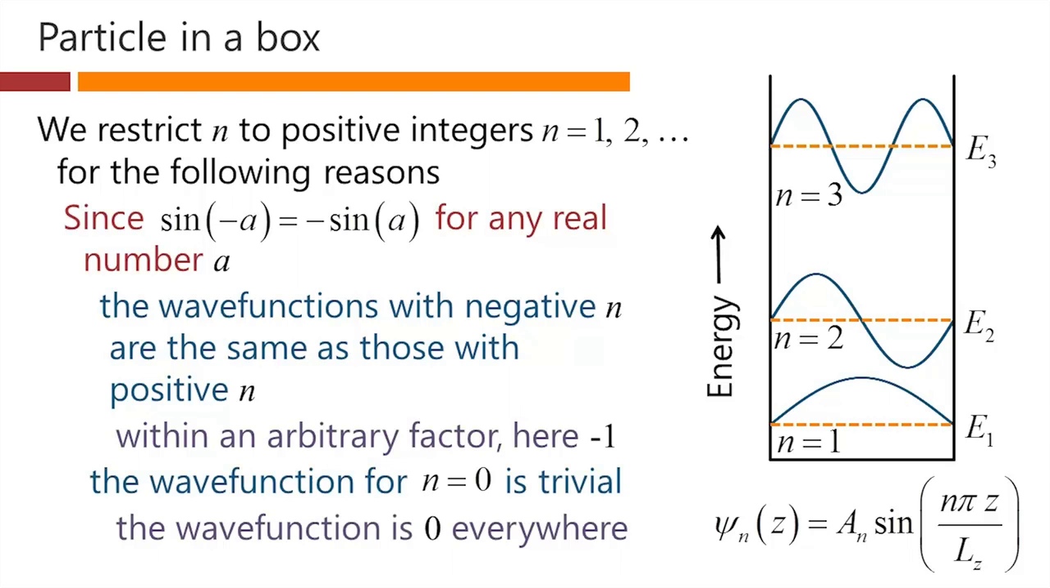And if we chose n equals 0, well, the result is trivial. The wave function is simply 0 everywhere, and that doesn't correspond to anything physical. So we will throw that away. The particle would not be anywhere in that case. So as a result, we don't need to consider negative values of n, and we don't need to consider n equals 0. So this integer n is going to be only a positive integer. It's not 0.